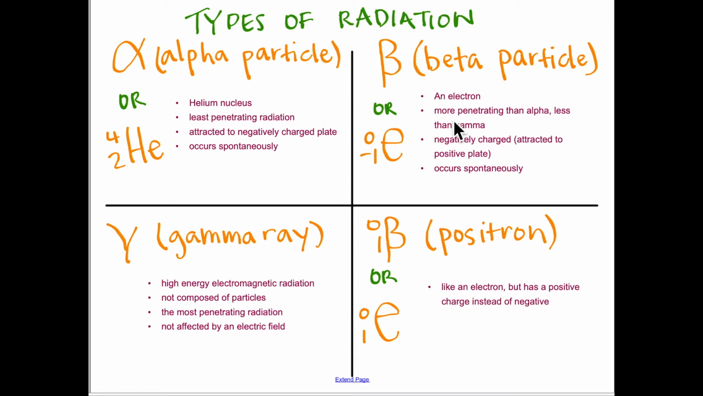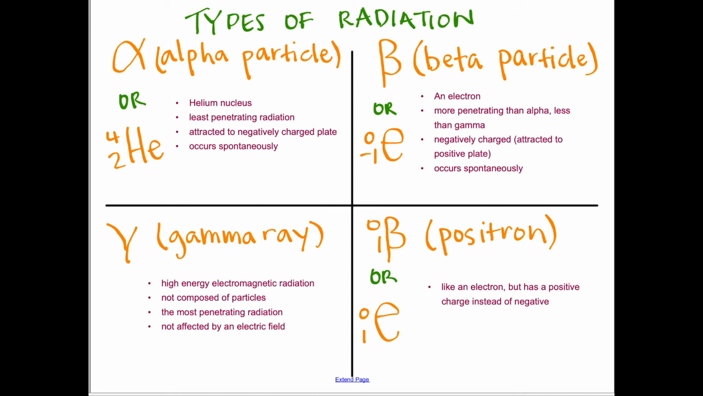Beta particle radiation is made up of electrons. The electron has almost no mass and a negative charge. Electrons are more penetrating than alpha, but less than gamma radiation. Beta particles are negatively charged, so they're attracted to the positive plate in an electric field. And beta radiation also occurs spontaneously.